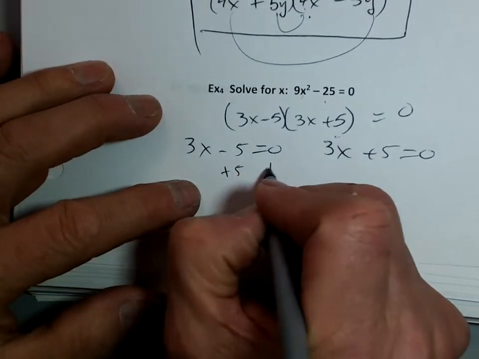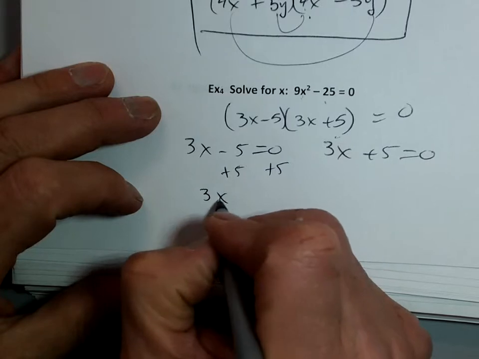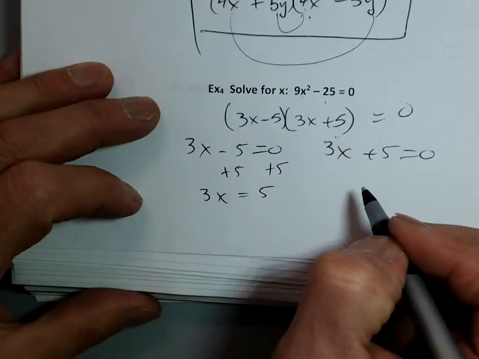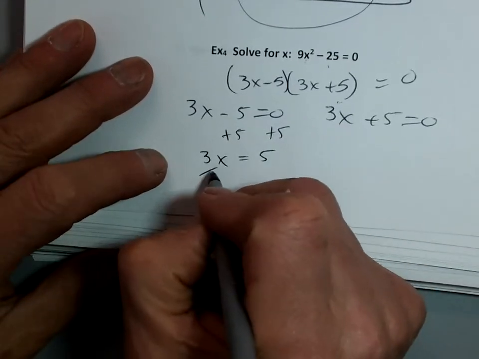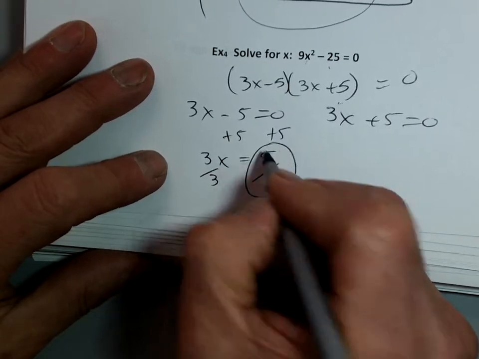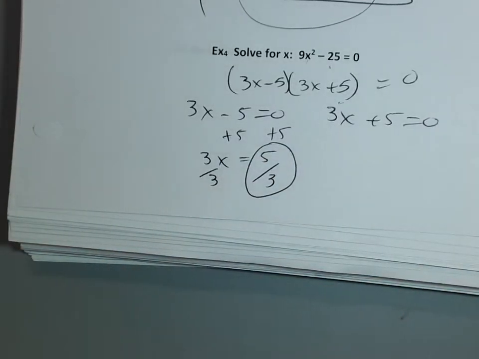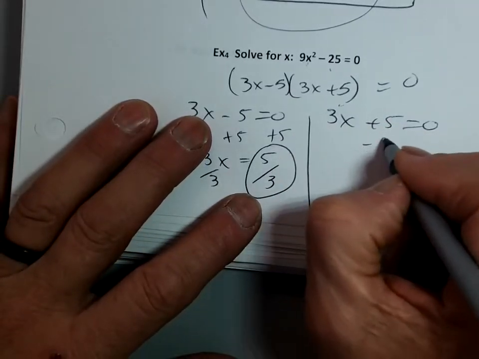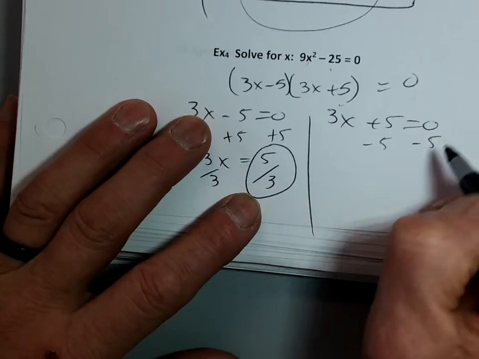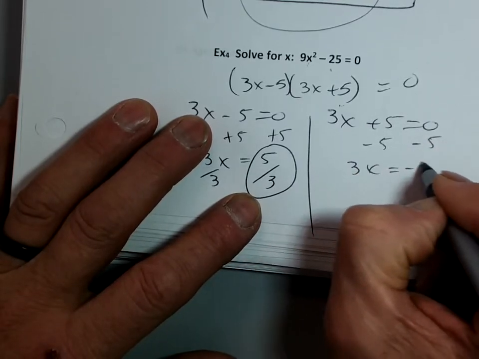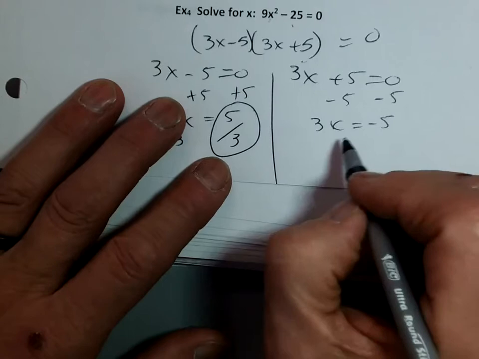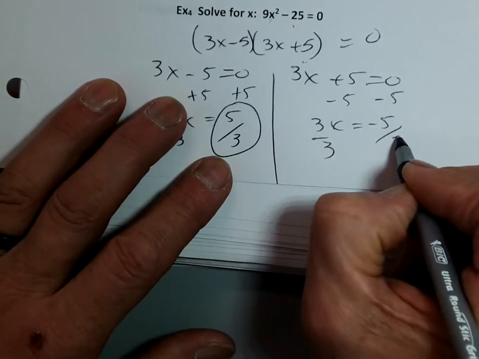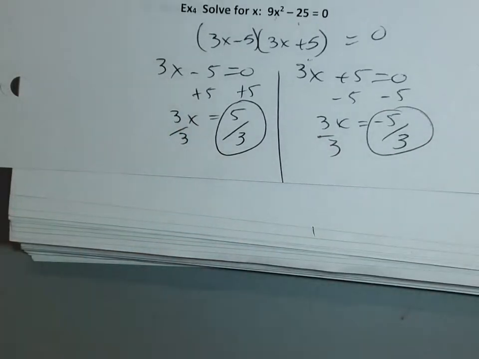So check it out. Plus 5, plus 5. 3x equals 5. Divide by 3, divide by 3. One answer is 5/3, or 1 2/3, or 1.66666, whatever. I like 5/3 better. Second answer: 3x equals negative 5. Divide by 3, divide by 3. The other answer is negative 5/3.